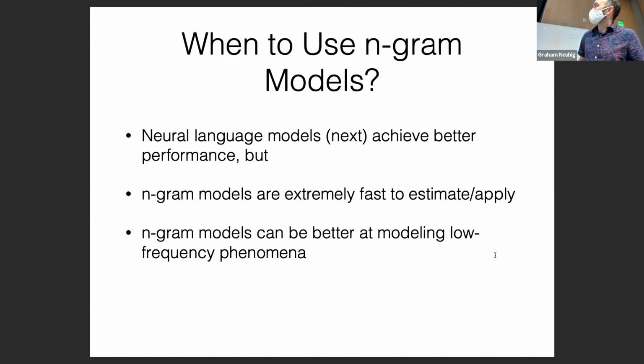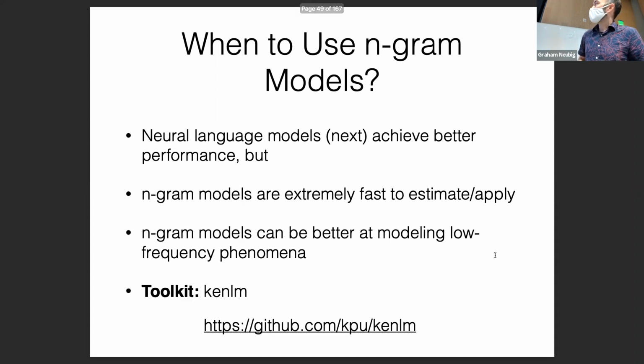Another thing is n-gram models can be better at modeling low frequency phenomena some of the time. N-gram models are non-parametric models, which means that they basically can add more parameters as your data size gets larger. And these models in general tend to be good at modeling things that don't occur very frequently. So they actually have advantages in some cases where neural models do not.